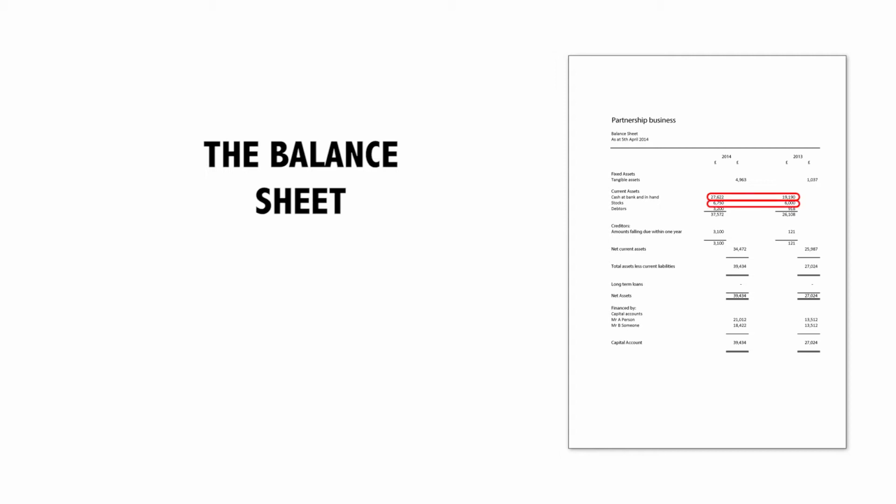Stock held. Check this matches your figures. Long-term creditors and loans are shown separately in the balance sheet as they are payable over a longer period of time, usually at least 1 year. The financed by section shows how the business has been funded. It shows the split between the partners of their capital accounts. This is explained in more detail in the notes to the accounts.